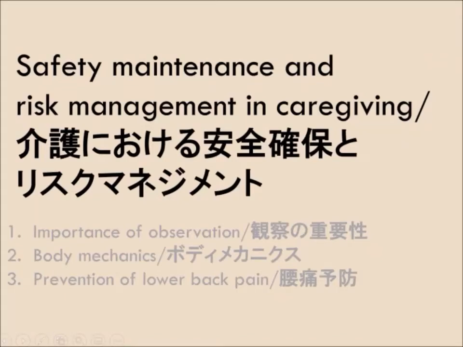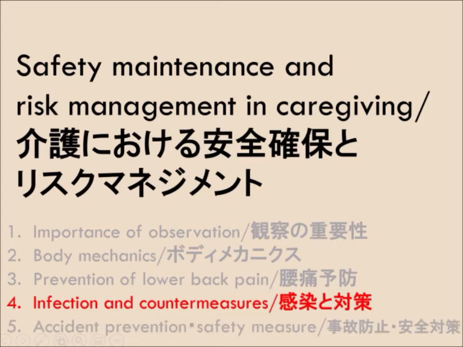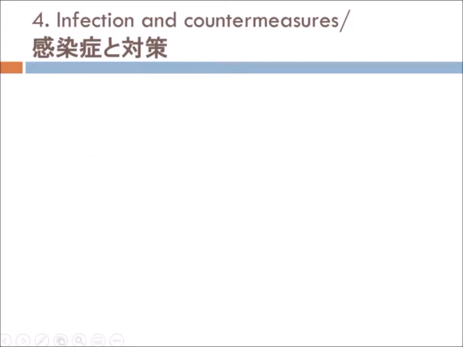Fourth chapter is Safety Maintenance and Risk Management in Caregiving. Section 4, Infection and Countermeasures. There are 6 topics.